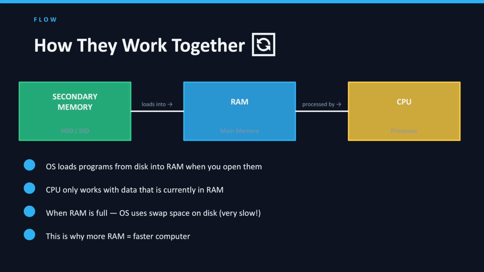Now, here is something important. When your RAM gets completely full, the operating system starts using a section of your disk as backup RAM. This is called swap space. And because disk is so much slower than RAM, your system slows down noticeably. This is exactly why more RAM means a faster computer.